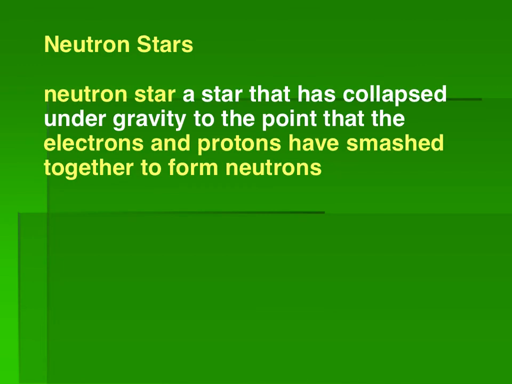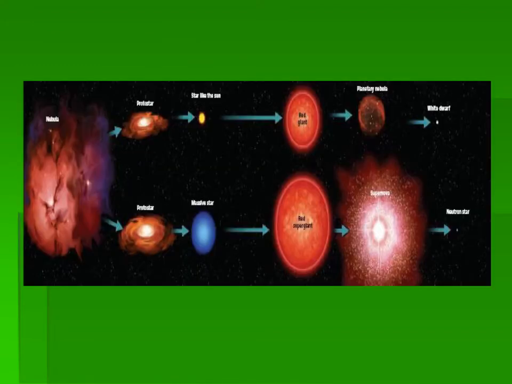All right, a neutron star is a star that's collapsed under gravity to the point where electrons and protons have smashed together to form neutrons. So the subatomic particles kind of change, all right, again, to become a neutron star. I believe these are quite rare, these neutron stars. So it's called a neutron star because the particles have turned back to neutrons.